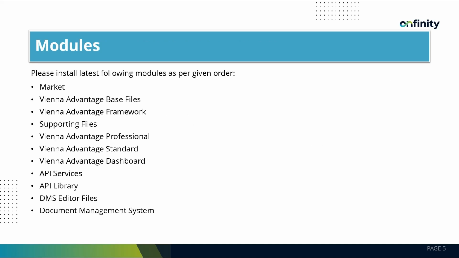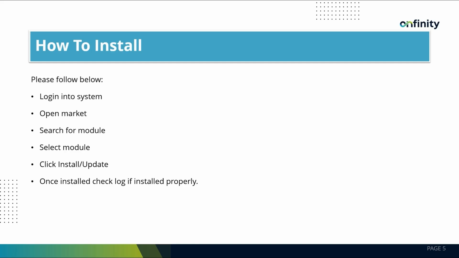Modules. These are the list of modules that are mandatory to install. Install them in the same sequence before installing Document Management System module. Market. Vienna Advantage base files. Vienna Advantage framework. Supporting files. Vienna Advantage Professional. Vienna Advantage Standard. Vienna Advantage Dashboard. API Services. API Library. DMS Editor Files, Document Management System.